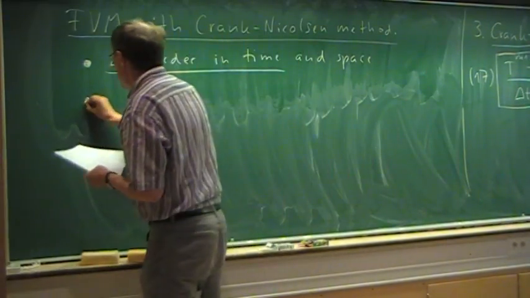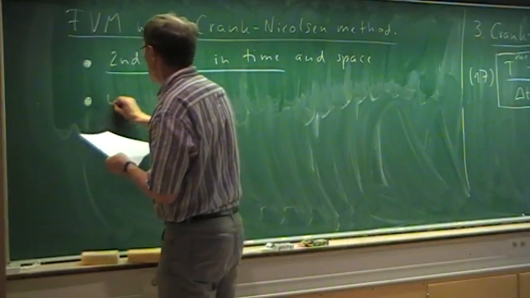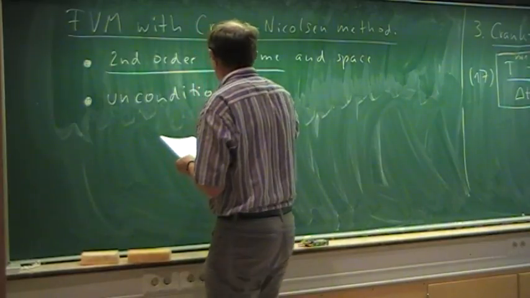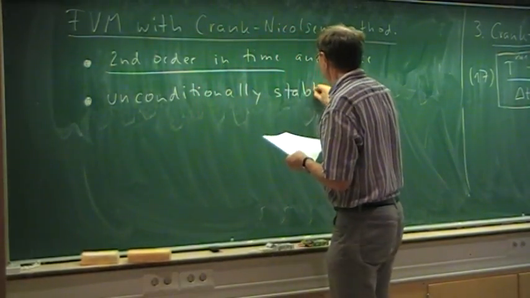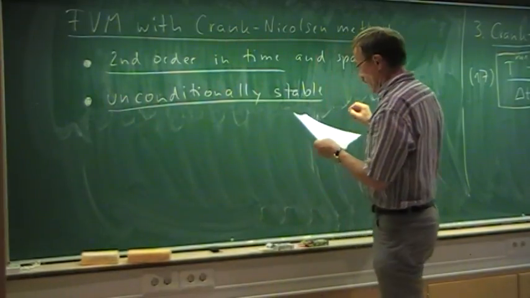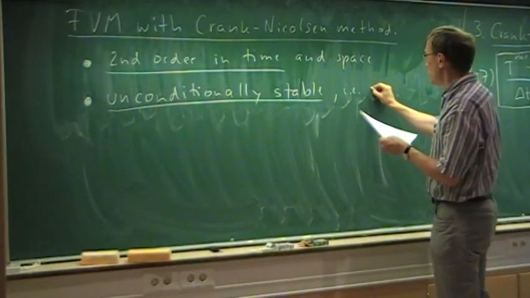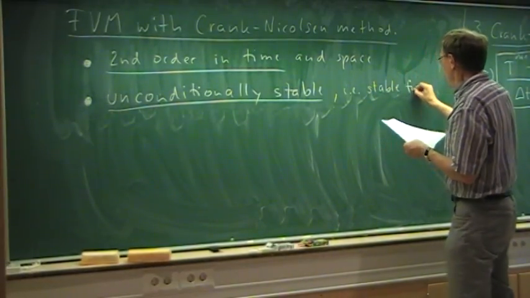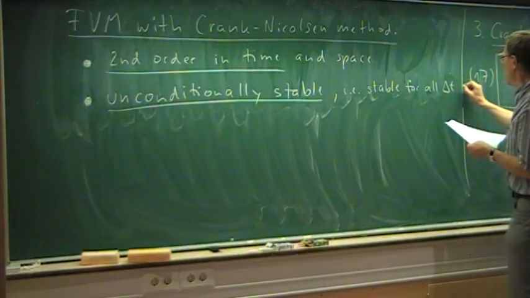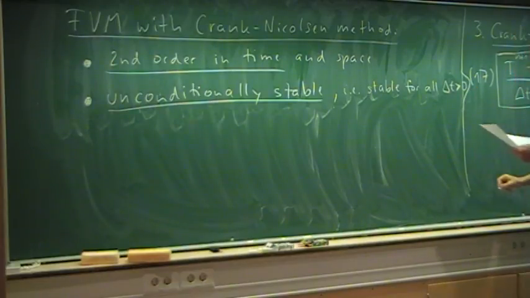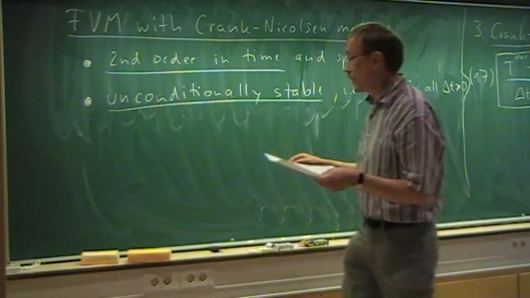And then regarding stability, we can show that it is unconditionally stable. And that is, as we said already yesterday, that means it is stable for all delta t larger than zero. So we can choose any time step size as we want. But there is a but, and the but is that we will get oscillations if we choose very large ones.